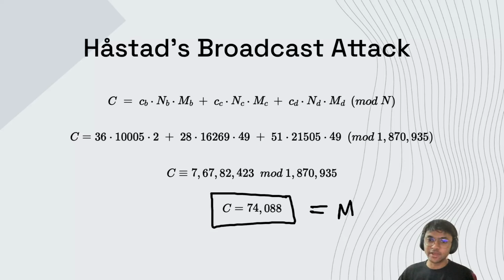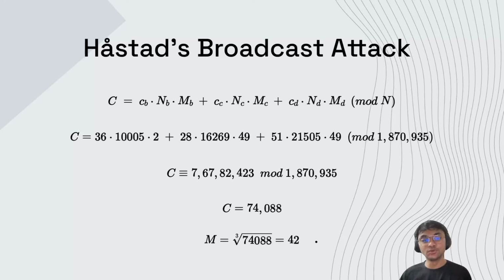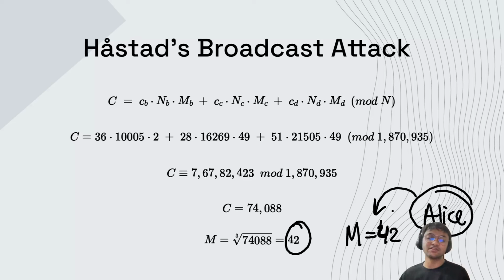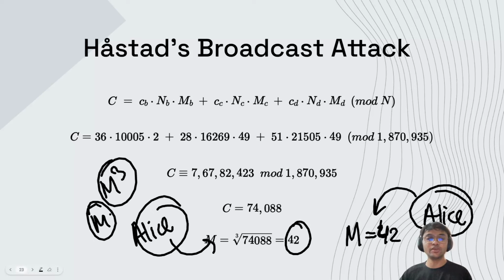This is M cube itself. If we calculate the cube root of this number, we get 42, which was what Alice sent out with. This is what Alice started with. Alice encrypted 42 itself. And Eve is able to reconstruct this, even without knowing any of the major data such as M, Q, or M. The only thing in possession of Eve were N, E, which was public information by that time, and the intercepted ciphertexts.